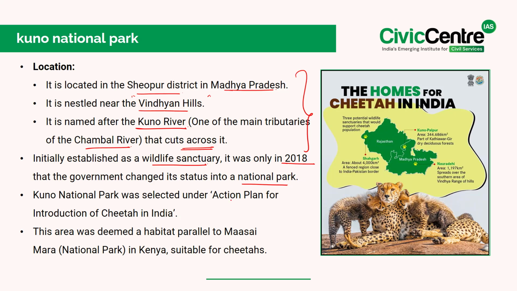So the Kuno National Park was selected under the action plan for introduction of cheetah in India. So this area was deemed a habitat parallel to Masai Mara, which is a national park in Kenya suitable for cheetahs.